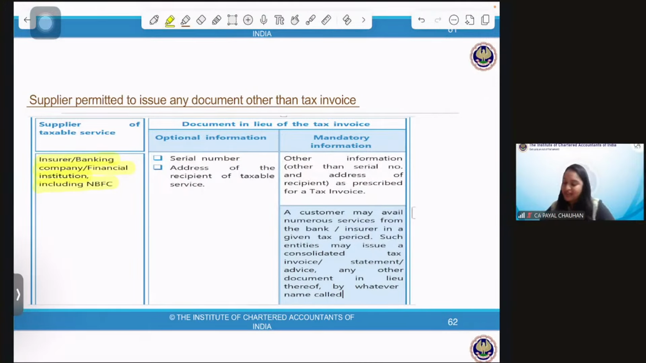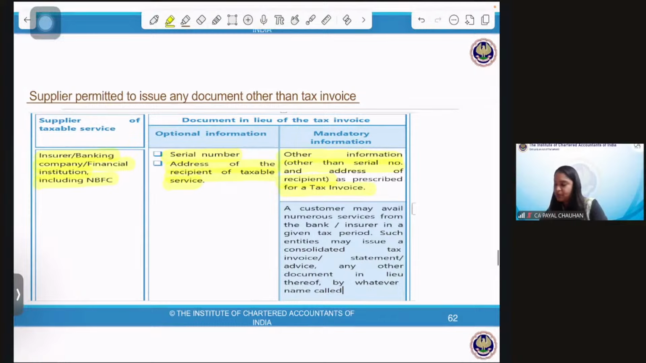Now, optional information need not be there. What? Serial number. That message doesn't have a serial number. Address of the recipient of taxable service. Why should the address be mentioned? It's already been registered with the bank or insurance company. Right. Now, mandatory information: other information, other than serial number and address of the recipient, as prescribed for the tax invoice. Other information must be there.